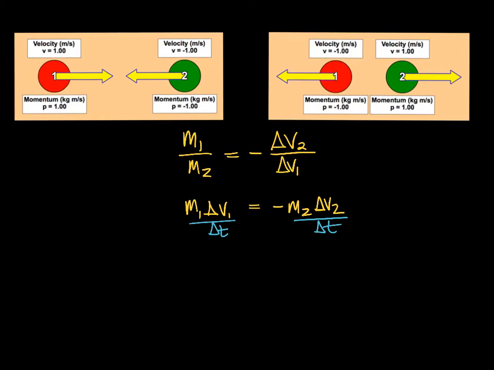And of course, this really is just m1a1 equals the minus of m2a2, which really means force 1 is minus force 2. So the conservation of momentum rule ends up giving us Newton's third law, that forces are equal and opposite. They always come in pairs, equal in magnitude, opposite in direction. So that's just a quick review of that.